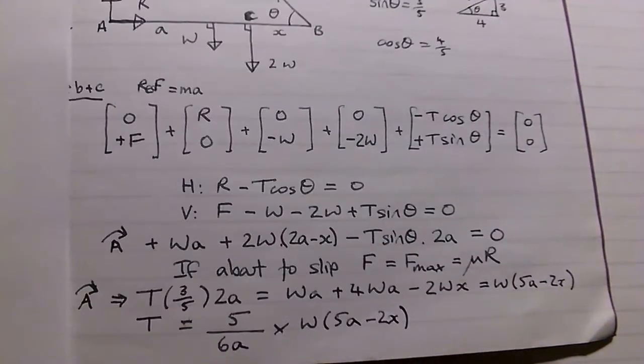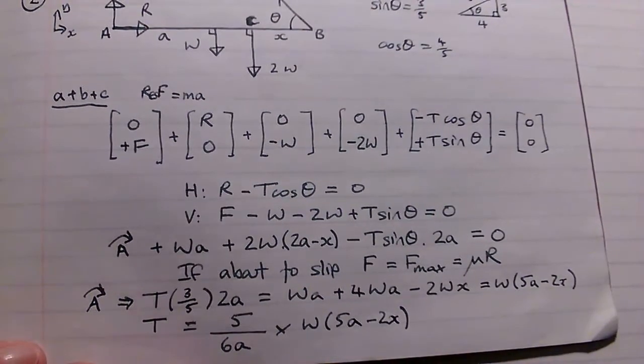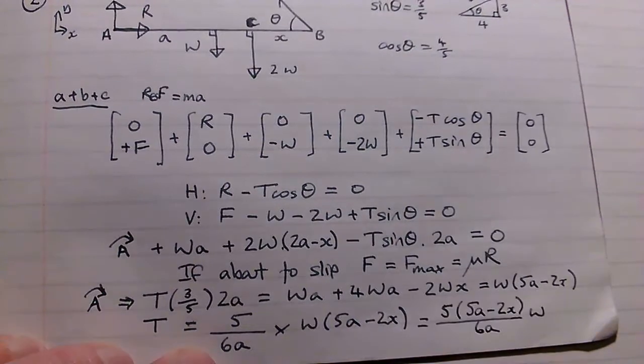In fact, that's exactly what I've got written here, except with the w at the end and everything else combined into one fraction. So my 5 is here, my w is there, my bracket is there, and my 6a is there. So I can write as required, I've got there convincingly. Okay, onwards to part B.